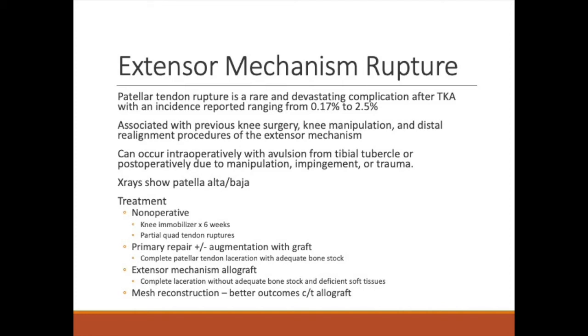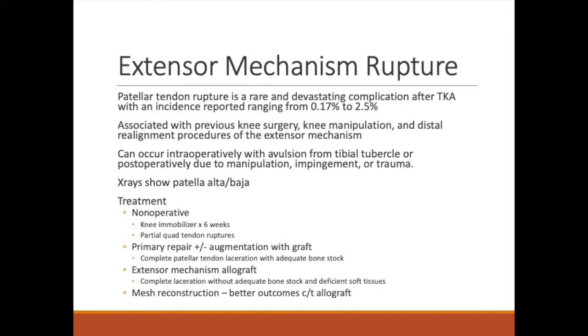Impingement or trauma, usually with a fall directly onto that knee, especially with abrupt hyperflexion, will rip the tendon or tear it off of one of its attachment sites. X-rays will show patella alta or baja, depending on if it's the quadriceps or the patellar tendon that has ruptured.